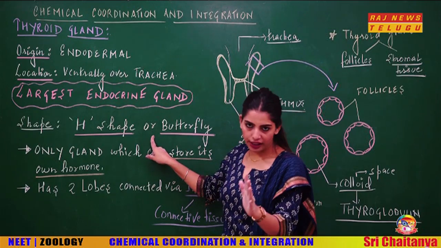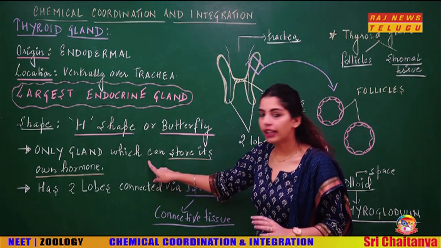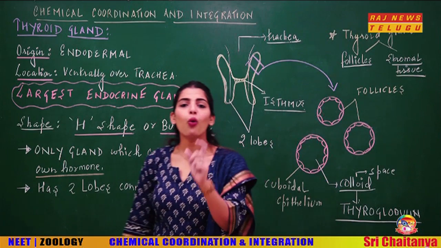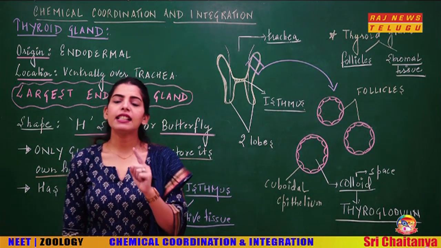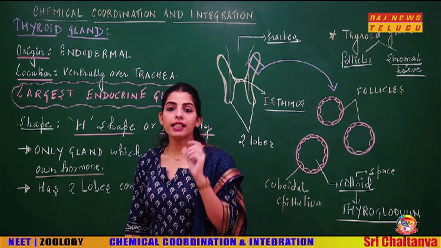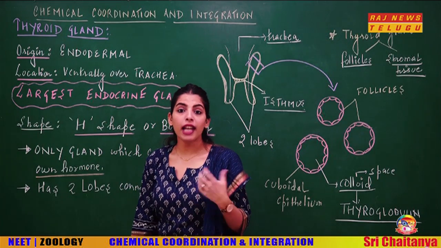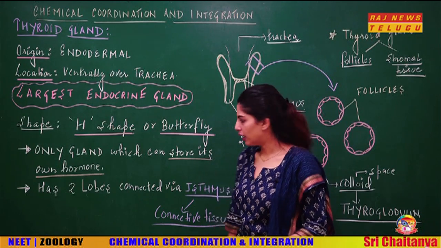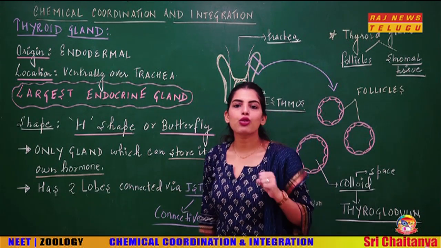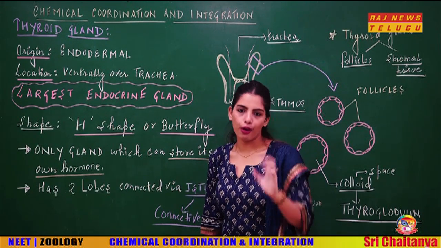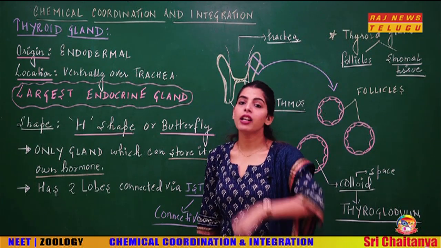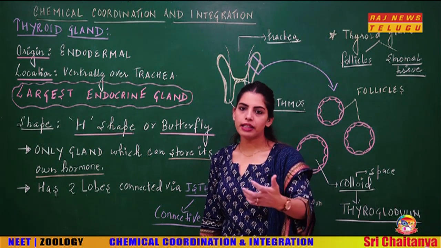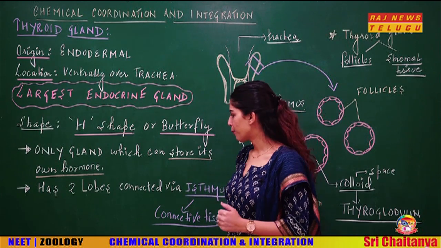Shape we have already covered. Now, what I have written is that this is the only gland which can store its own hormone. No other gland can store its own hormone. How it is storing and how it is forming, we are going to see in the later discussion.